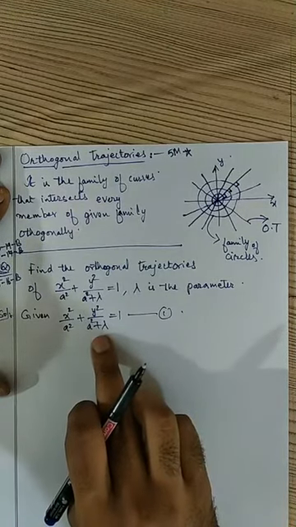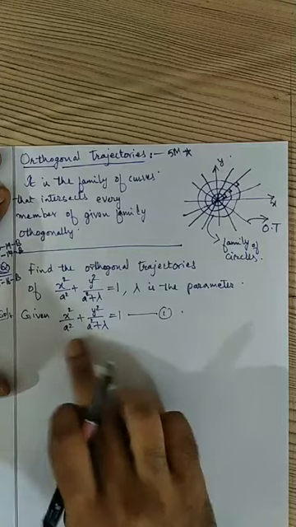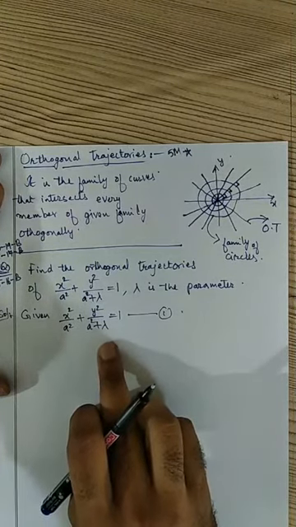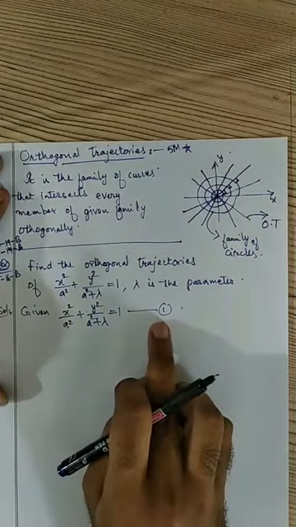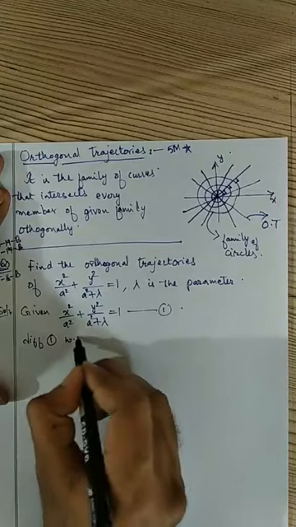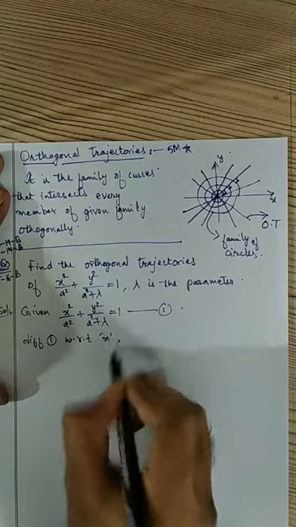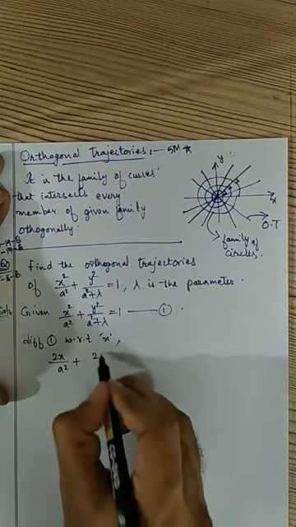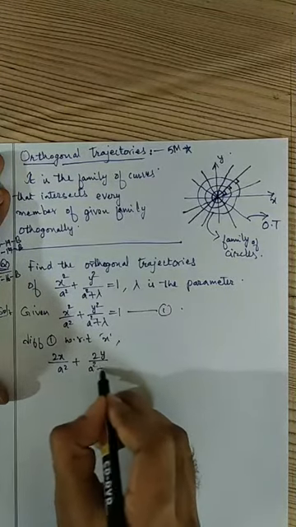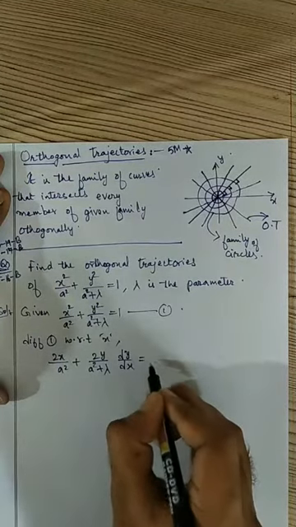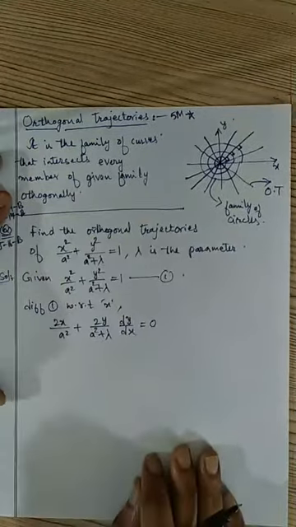We have to differentiate this with respect to x and eliminate the arbitrary constant. Then we will get the differential equation of 1. Differentiate 1 with respect to x. So what we will get? 2x by a square plus 2y by a square plus lambda, and derivative of y is dy by dx, equal to derivative of 1, which is 0.